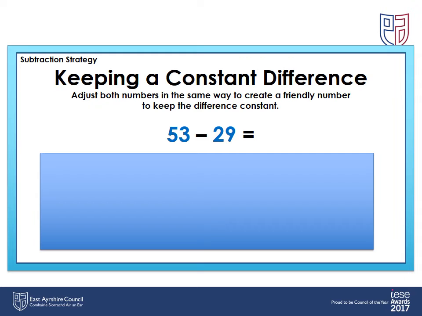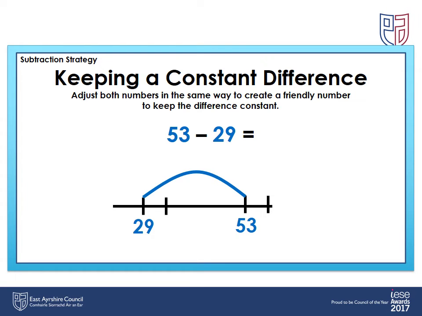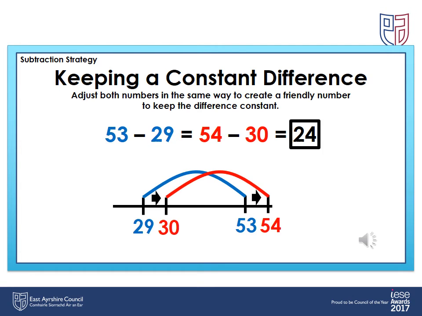The empty number line is also helpful when a slight adjustment can simplify a calculation. The gap between the numbers is the answer to this calculation. Children can find calculations like this difficult, but if we increase the 29 to 30, to keep the same difference we need to increase the 53 to 54. This can be visualised on the number line. This makes the calculation much easier for children. 53 take away 29 now becomes 54 take away 30.